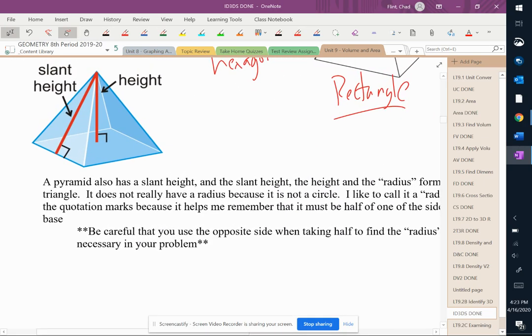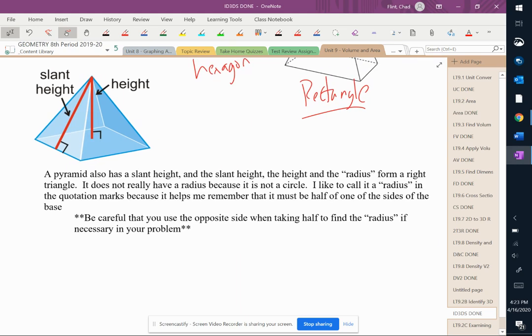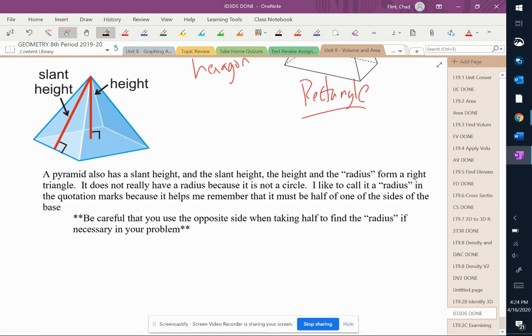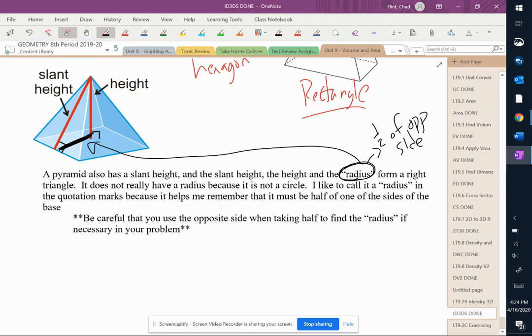Slant height of a pyramid is a little weird sometimes. It's the same idea. It makes a right triangle with the slant height, the height, and then that kind of side right there. I call that side a radius. Now, technically, it's not a radius because this thing is not a circle. The reason that I call it a radius is because that reminds me I have to take half of the opposite side when I'm using it to deal with a slant height. I don't do anything other than that.